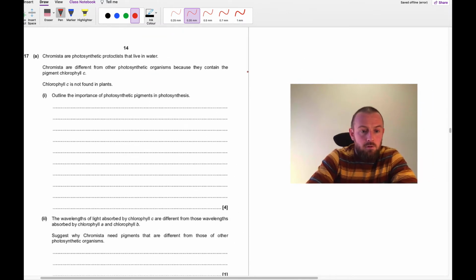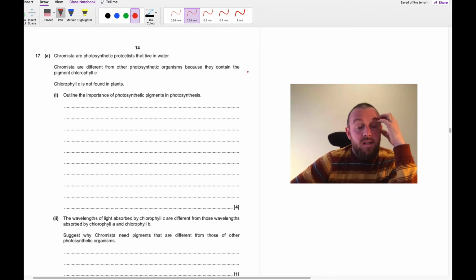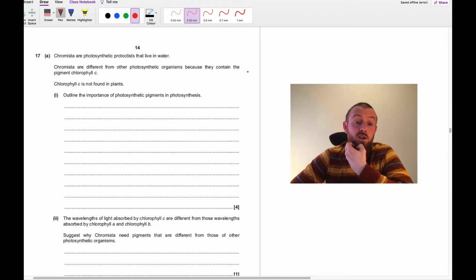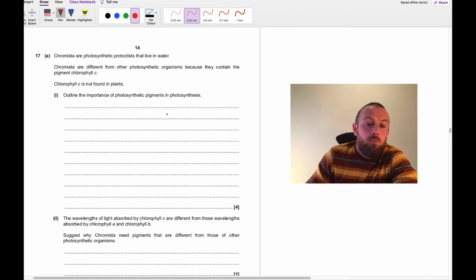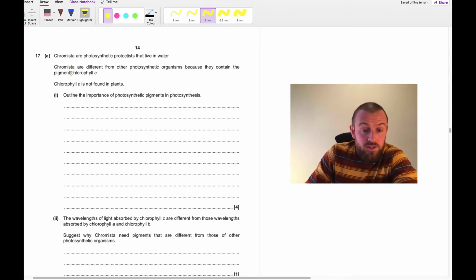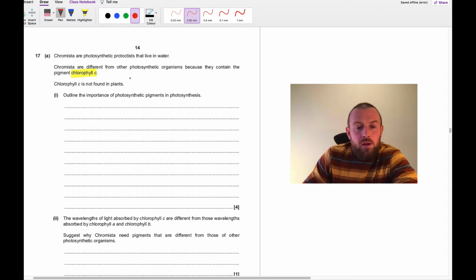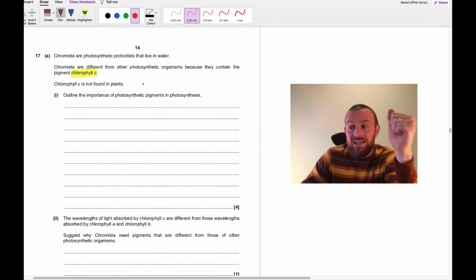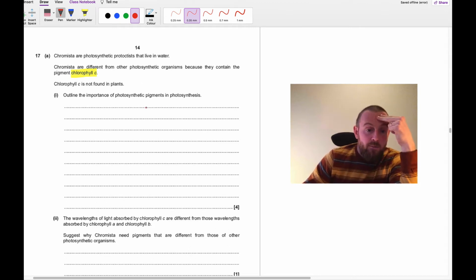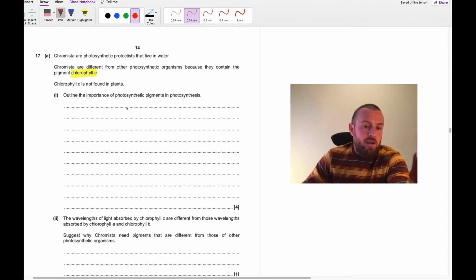Let's keep going. All right, Chromista are photosynthetic protists that live in water. Chromista are different from other photosynthetic organisms because they contain a pigment chlorophyll C. Now remember that we should always be thinking, what do I know about stuff related to this? Remember, in normal plants, we learn about chlorophyll A and B. We know that chlorophyll A is the reaction center pigment and chlorophyll B is an accessory pigment.